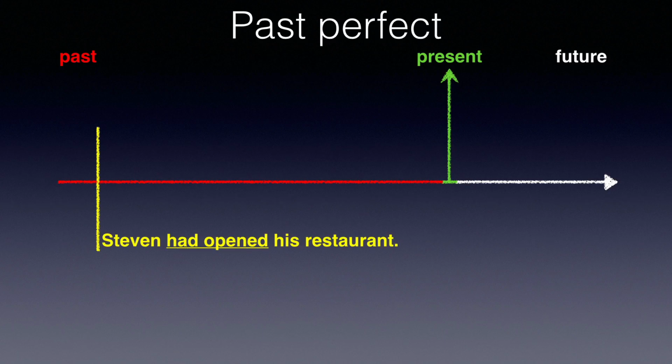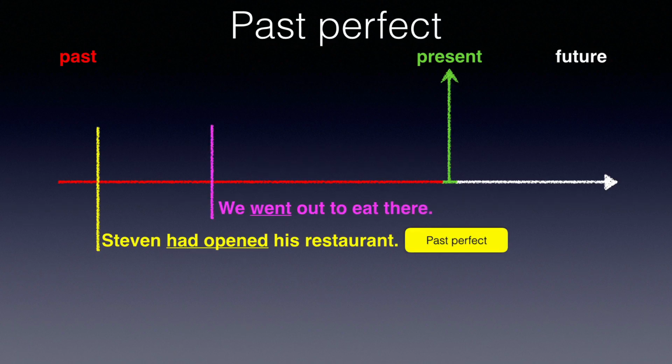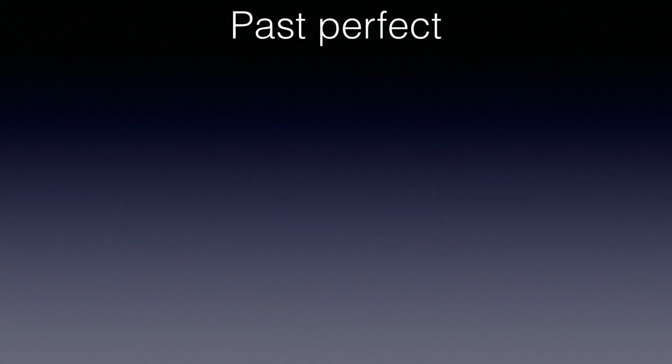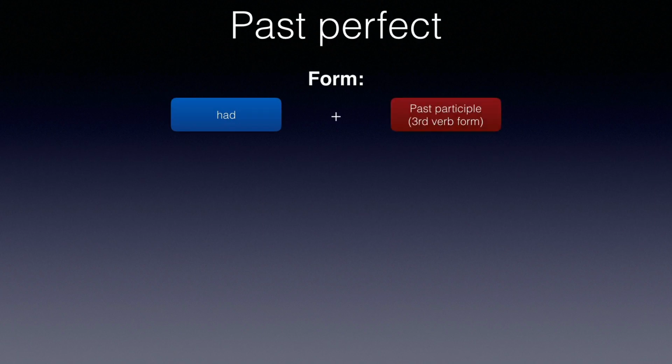So, Stephen had opened his restaurant sometime in the past perfect. And then, yesterday, we went out to eat there in the simple past. First he opened it, and sometime later we went out to eat there. Both things happened in the past. And that's the past perfect. Form is had and the third verb form, past participle.